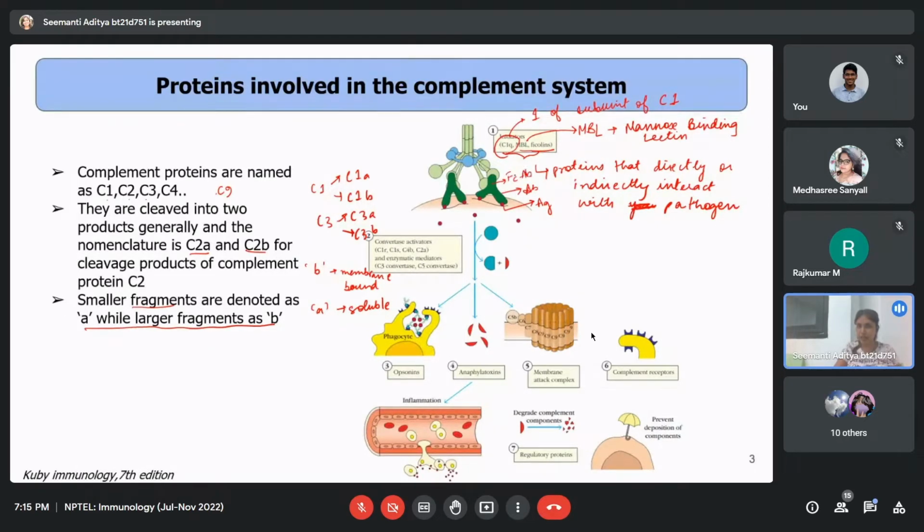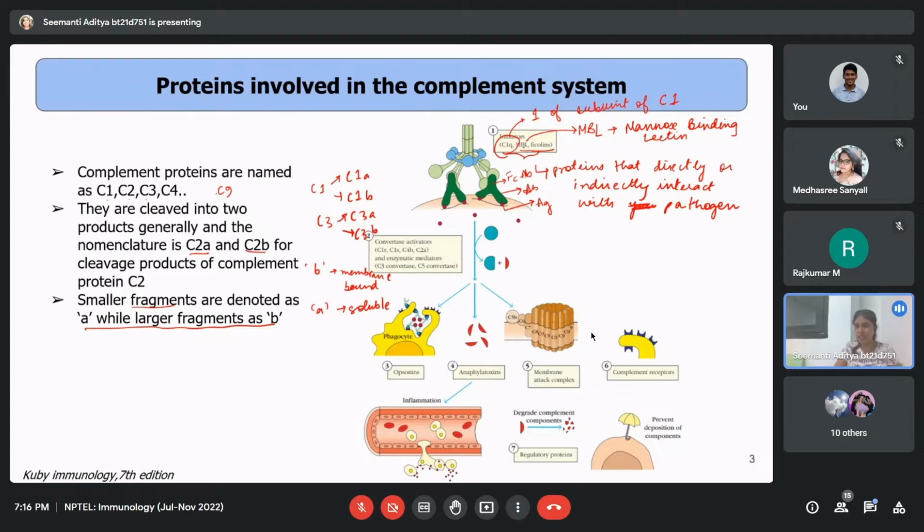Once the antibody is bound to the antigen, the Fc portion of this antibody undergoes certain conformational changes, and these conformational changes allow the activation and binding of the complement protein C1. There are other subunits of C1 as well, that is C1r2 and C1s2, and those are activated after C1q binds to the Fc region of the antibody.